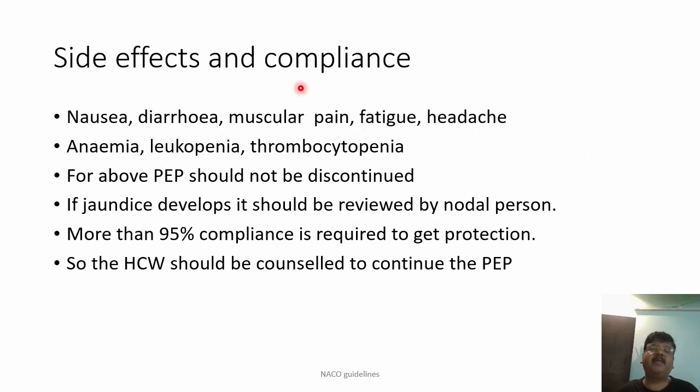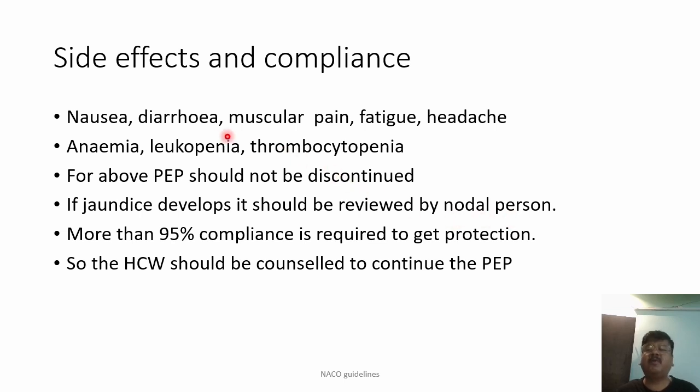Then side effects and compliance. When we are giving these antiviral drugs for 28 days, there will be many side effects: nausea, diarrhea, muscular pain, fatigue, headache. These are the general side effects. Then, as these drugs affect the bone marrow, there can be anemia, leukopenia, thrombocytopenia. These are the symptoms of bone marrow suppression. For the above, post-exposure prophylaxis should not be discontinued. Only if jaundice develops, it should be reviewed by the nodal person whether to continue or discontinue. But for the remaining things, we have to encourage.